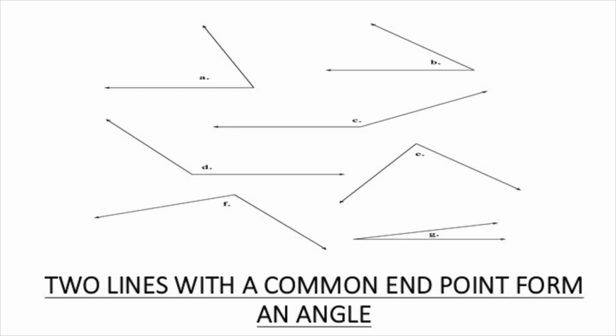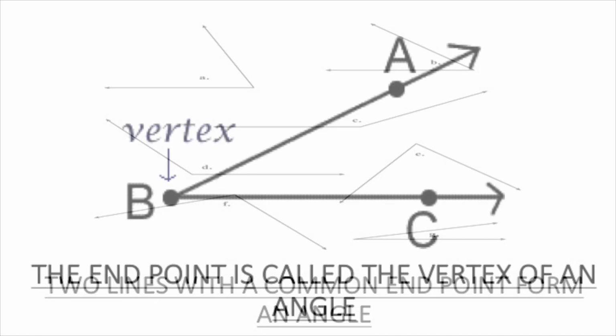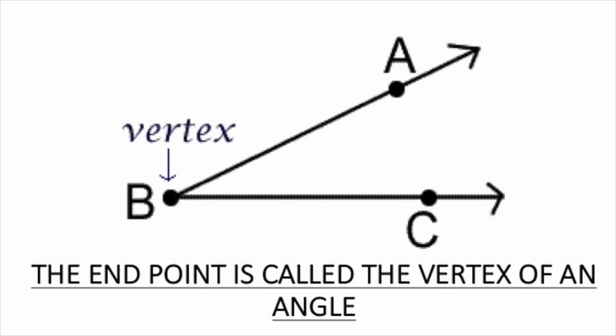2 lines with a common endpoint form an angle. So remember, anytime 2 lines meet at a point, the point at which they meet is known as the angle. We need at least 2 lines. If we have 1 line, an angle can't be created.